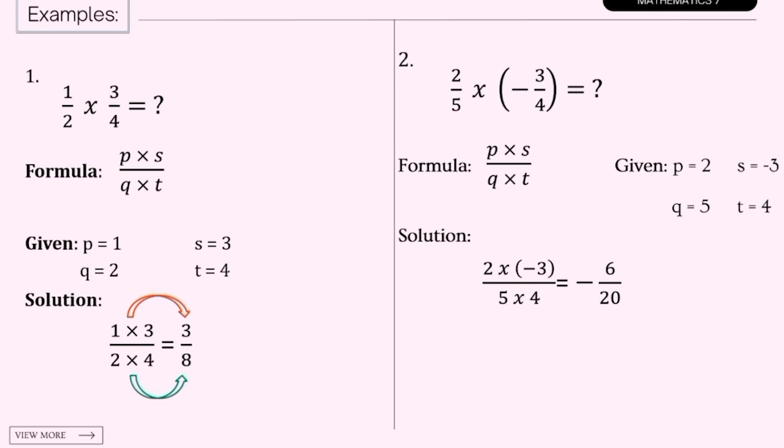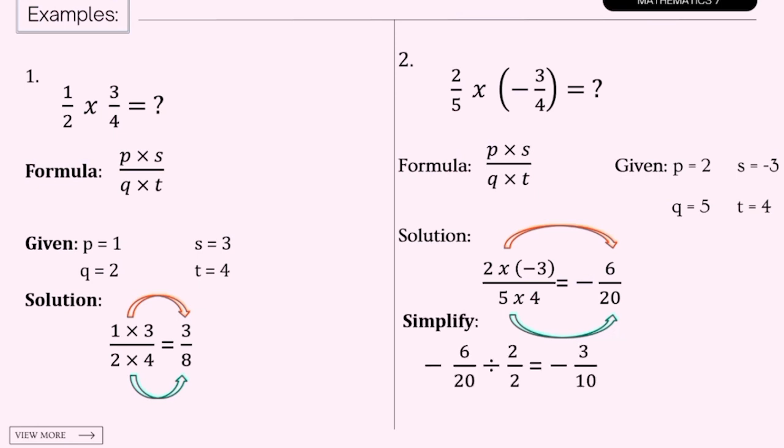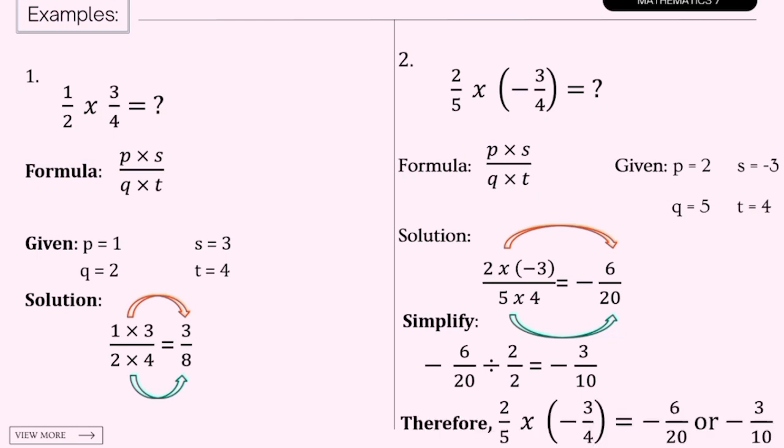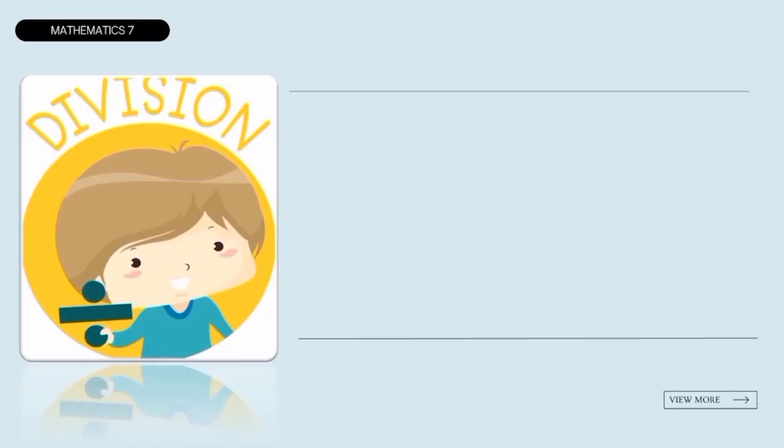T is 4. So multiply 2 times negative 3 is equals to negative 6 and 5 times 4 is equals to 20. Then simplify negative 6 over 20 by dividing both sides by 2. So negative 6 divided by 2 is equals to negative 3 and 20 divided by 2 is equals to 10. Therefore, 2/5 times negative 3/4 is equals to negative 6 over 20 or negative 3 over 10.